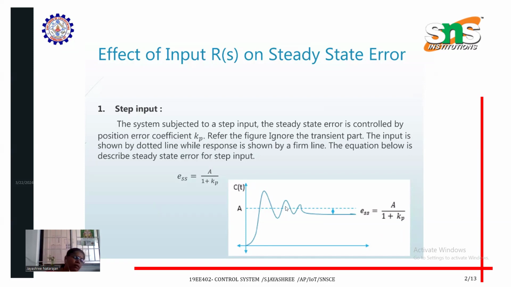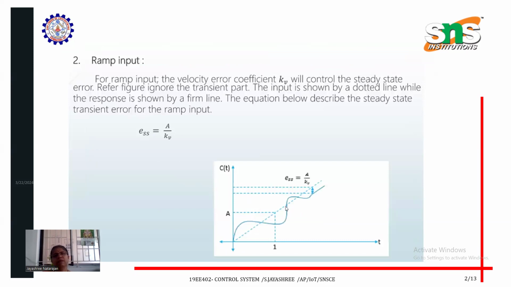Next, we see ramp input. What happens if we give a ramp input? Ramp input, you all know, is linearly increasing with time. For a ramp input, the velocity error coefficient, Kv, will control the steady state error. See this figure: the dotted line represents the ramp input, the solid line represents the response. Here the equation is ESS equals A divided by Kv, where A is the magnitude of the ramp input.